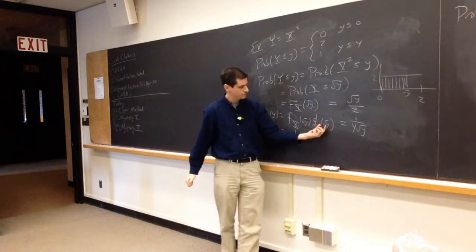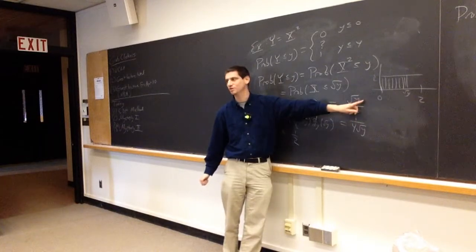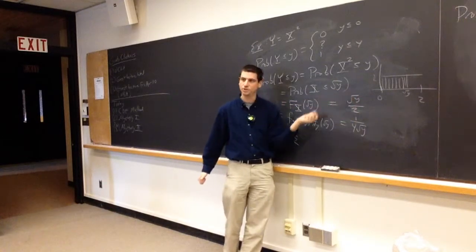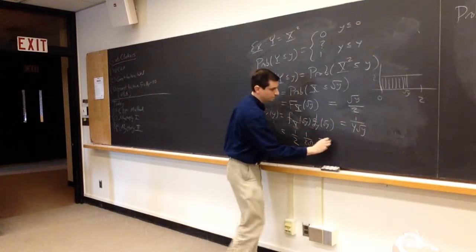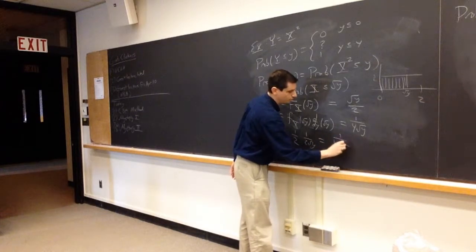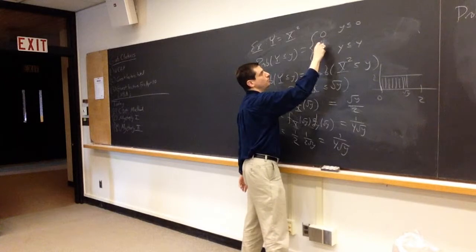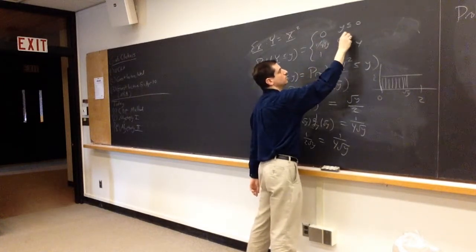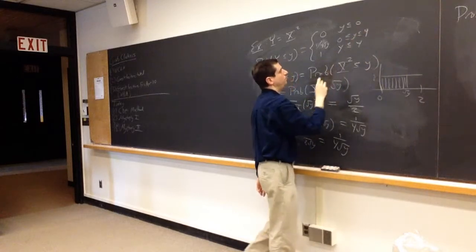And now I'm taking the derivative of square root of y. Oh, that's exactly what I did over here. There's the 1 half. There's the square root of y. You can even recognize the two pieces. And then here, the derivative of square root of y is 1 over 2 square roots of y. So here is the answer. It's 1 over 4 square roots of y. We can replace the question mark now with 1 over 4 square roots of y, for 0 less than or equal to y less than or equal to 4.